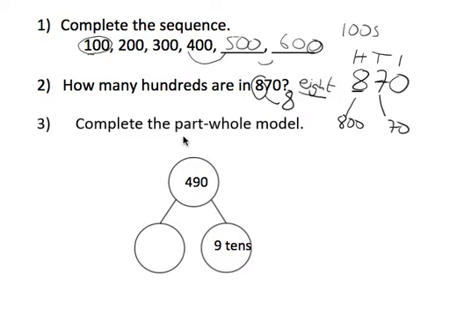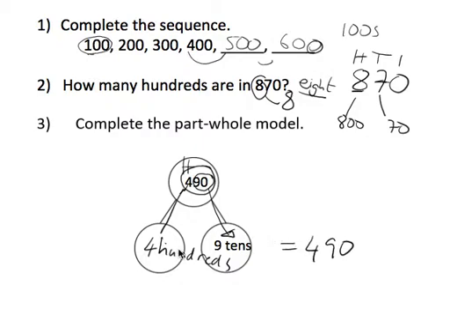If you want to write it, 8. Complete the part-whole model. So we've got 490. There's 9 tens, so that's taken care of. 90 is 9 tens. And then we've got 100, so that is 4 hundreds. 4 hundreds and 9 tens equals 490. Let's go on to the next one, number 3.